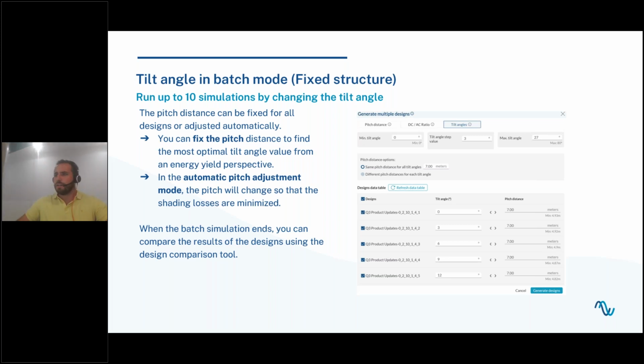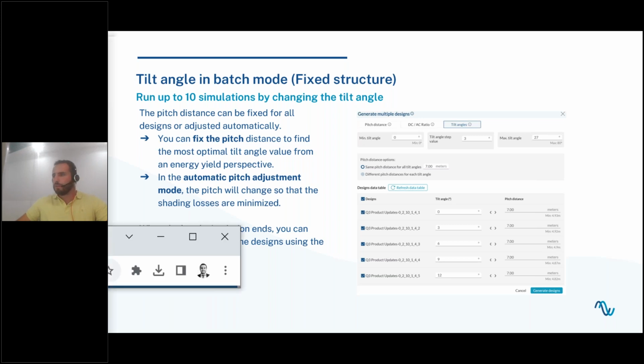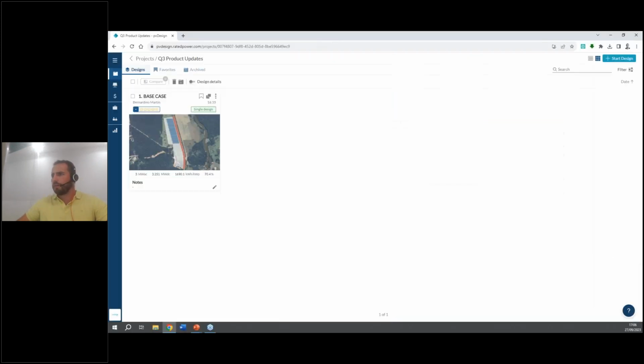So basically, now you can define different tilt angles and generate different designs at the same time, and compare them later. There are different ways to do this. You can do it fixing the pitch distance or making it variable. Let me show you in PVDesign directly how to do it. Okay, so here we have PVDesign with a base case that I have already created.